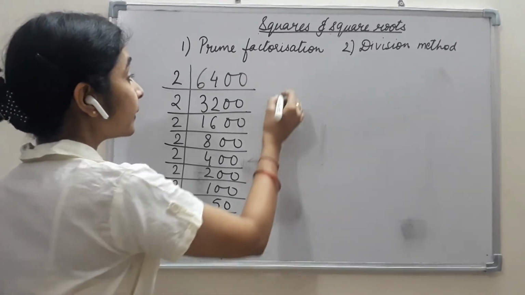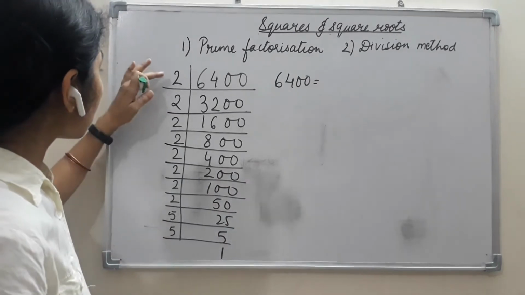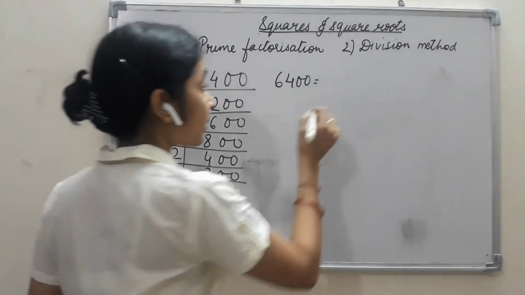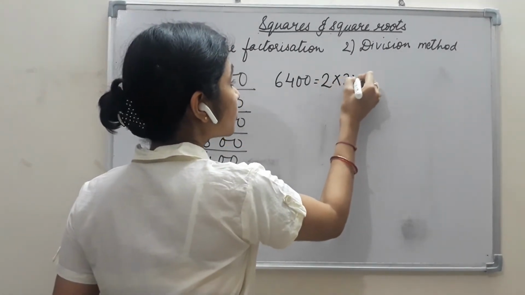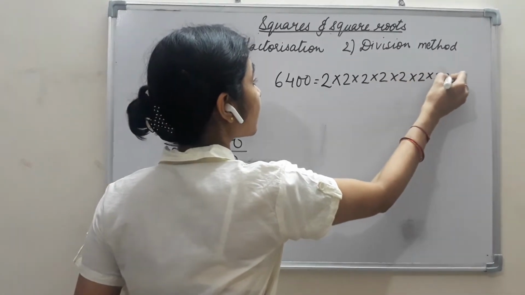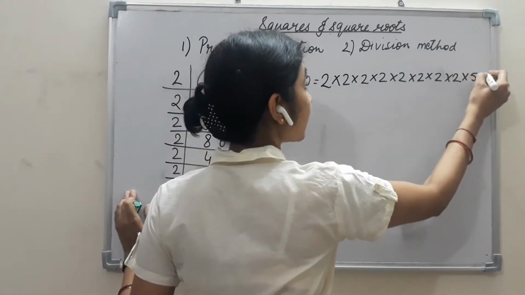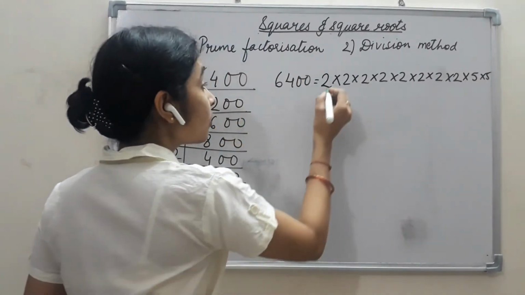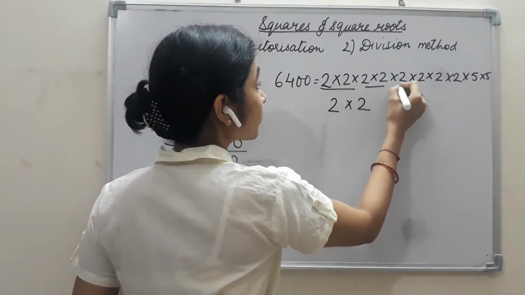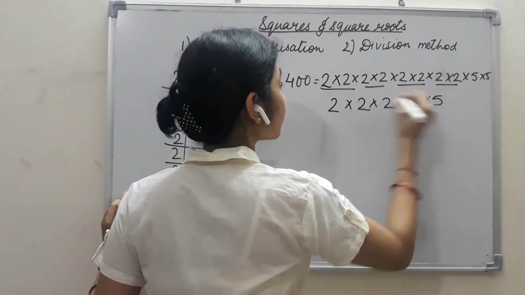So writing it in the form of factors, we get 6400 is equal to 1 2 3 4 5 6 7 8. Again we are having 8 twos. So 1 2 3 4 5 6 7 and 8. Now we are having 5s also. So 1 and 2, 2 5s we are having. For every 2s we will take 1. So 2 into 2, then again 2, again a 2 and 5.